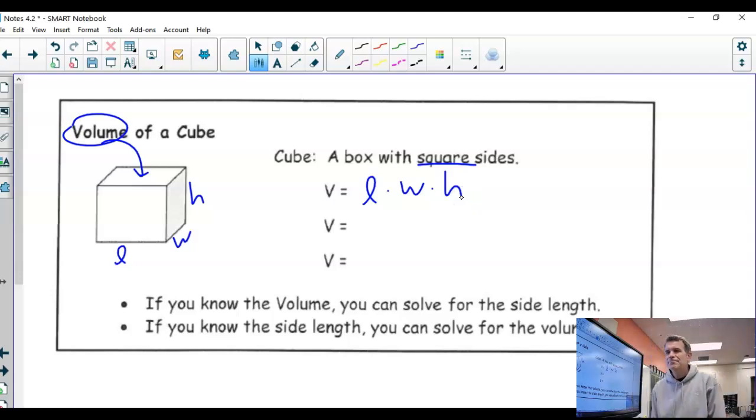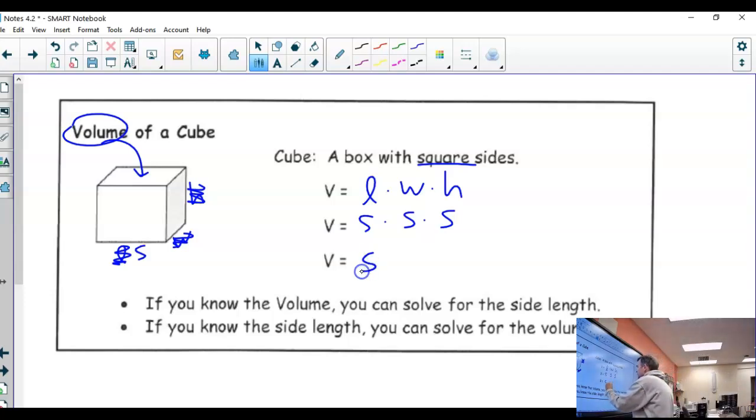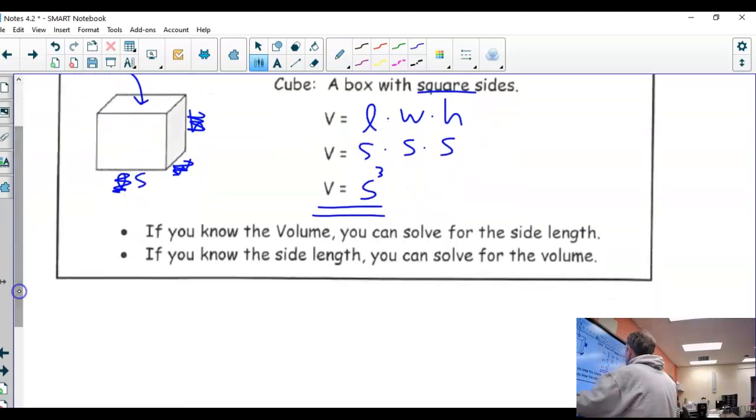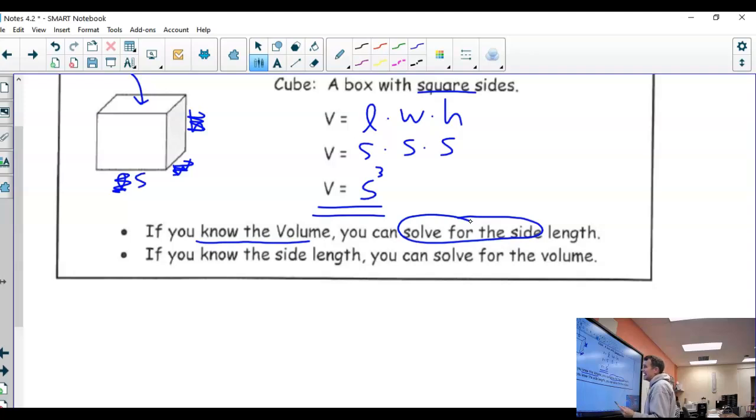But because all three are the same, we do not call them the length, the width, and the height. Since they're all the same, we just call them sides. It's really side times side times side. Or, maybe you guessed this already, that would be the side cubed. This is the formula for the volume of a box. And we are now going to use that formula to solve some story problems. I claim that if you know the volume, you can solve for the side. And if you know the side, you can solve for the volume. We're going to see one of each and call it a day.